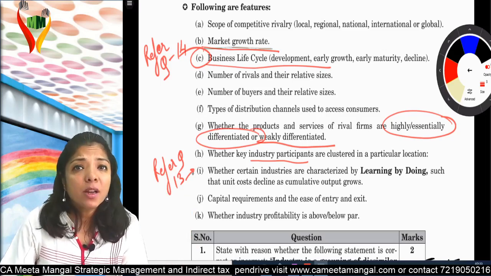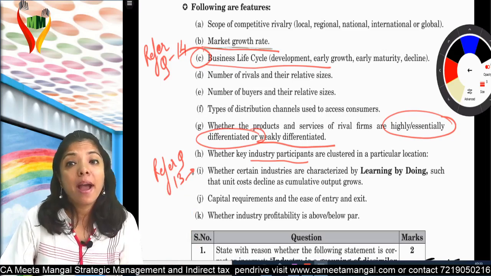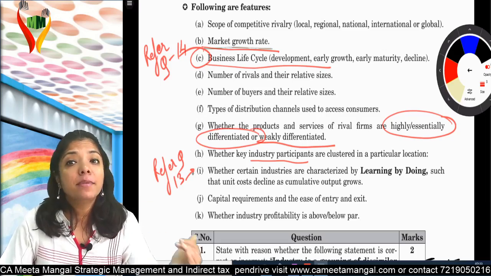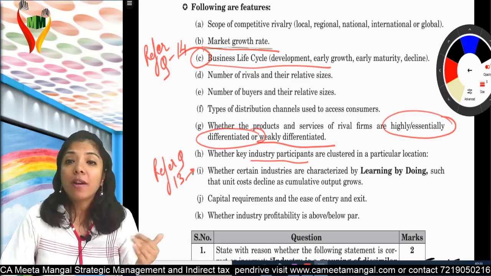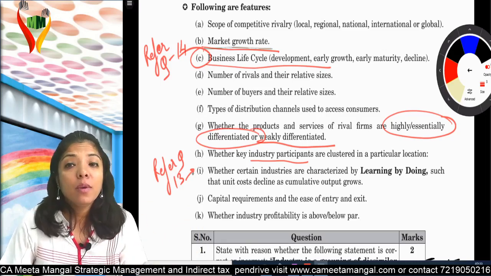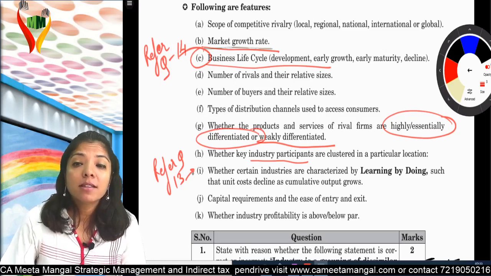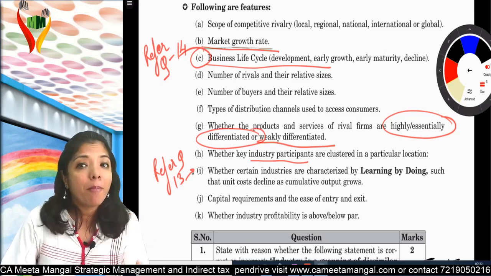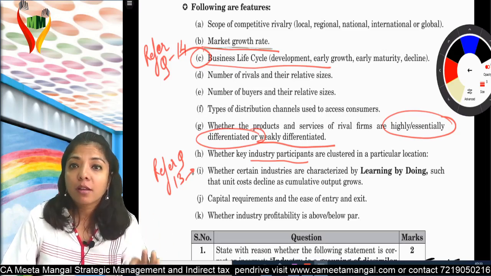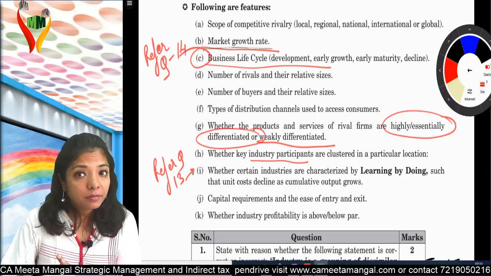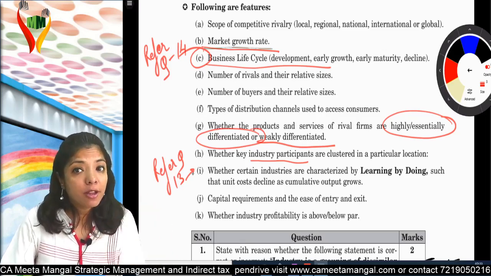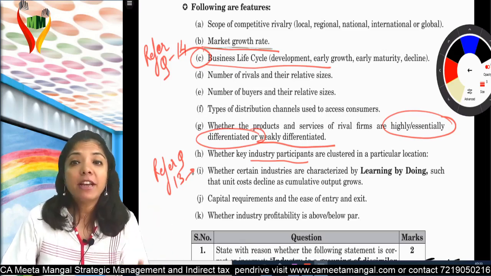Next, capital requirement. You should know how much money is required to enter, because if too much money is required to enter, entry becomes difficult, and if too much money is already invested, exit becomes difficult. And last, see industry profitability. What is the profitability of that industry? If it's above par, enter. If it's below par, don't enter. So these 11 points are the dominant economic features of an industry which you should be aware before entering that industry.